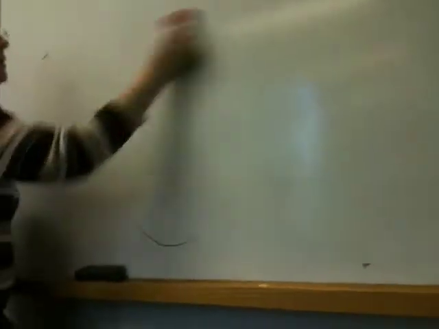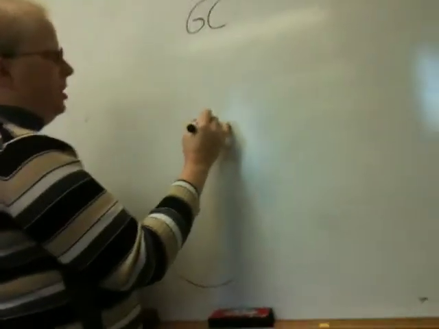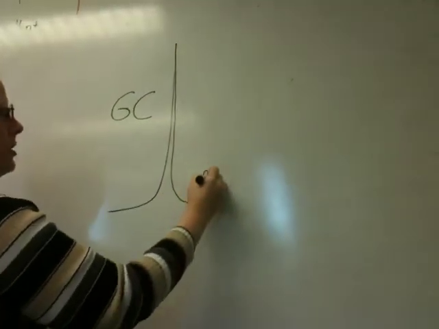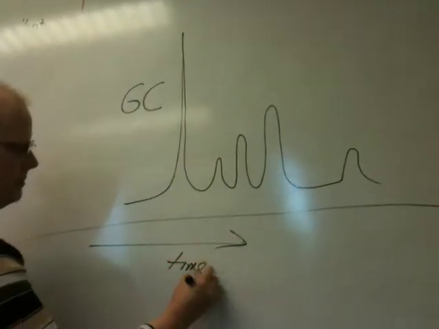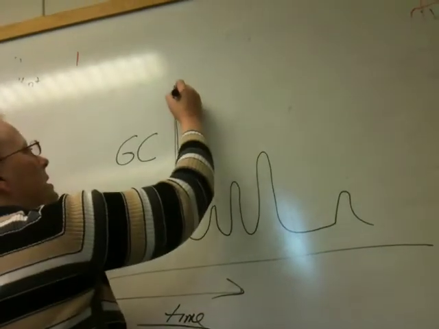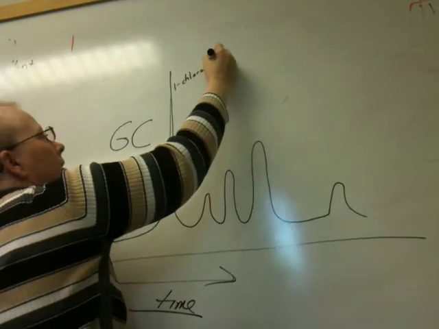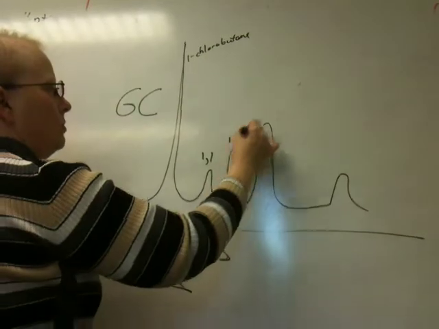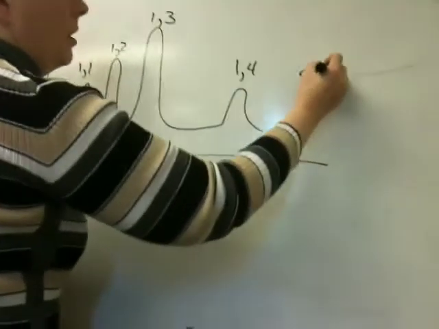Okay, but at the end of the lab, you got a GC. The GC looked probably like this. So you can go back and look at your GC. I encourage you to. This is time. This is 1-chlorobutane. This is 1,1, 1,2, 1,3, and 1,4, all dichlorobutanes.